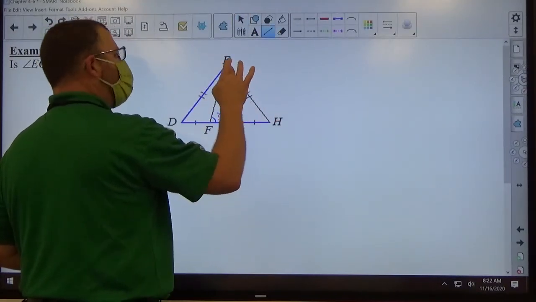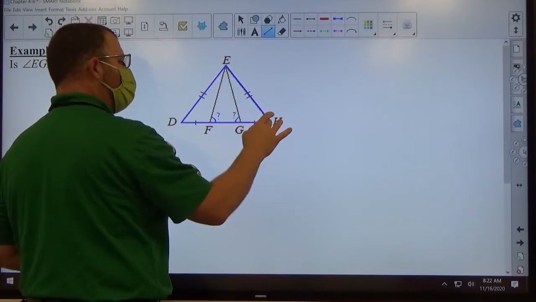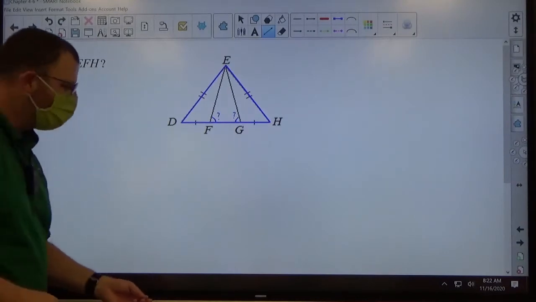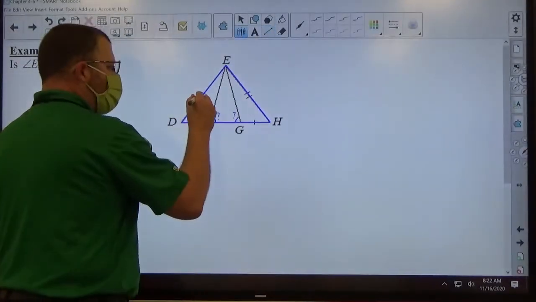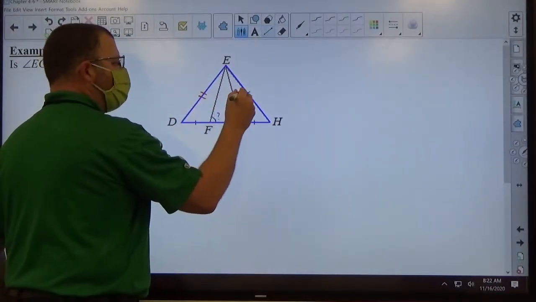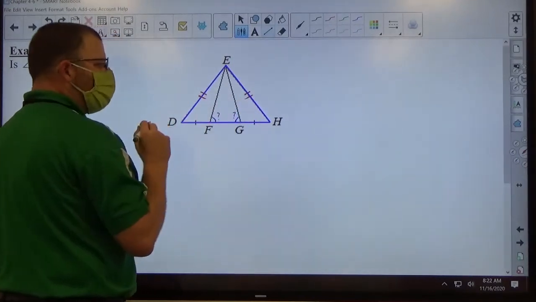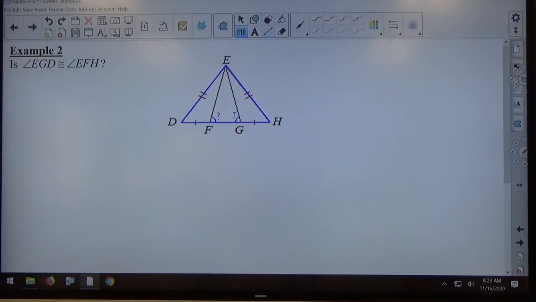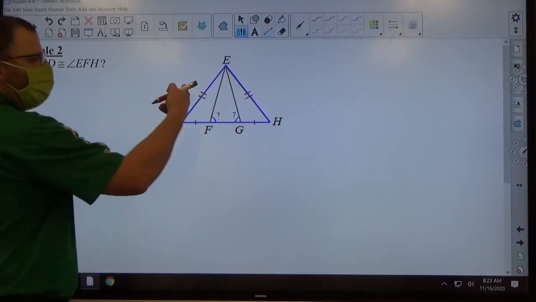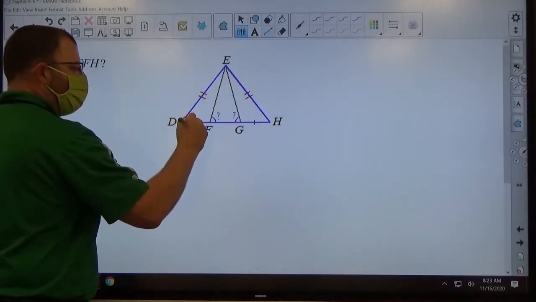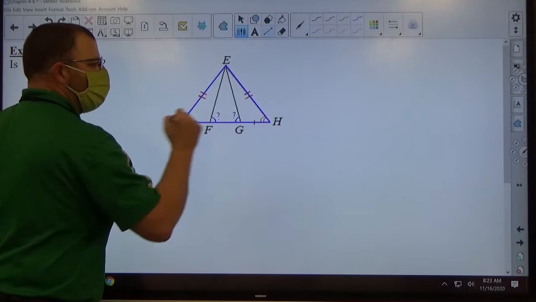Triangle EBH. Because that's got some stuff marked in it, right? Specifically, I know that this side is marked congruent to this side, which means which two angles have to be congruent? Angle D and angle H, right? Because we go across the triangle. This angle here has to equal this angle here. They have to be congruent to one another.